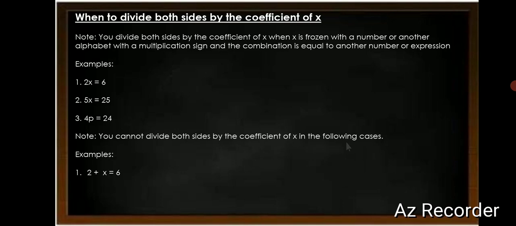Now, in the following instances, you cannot divide both sides by the coefficient of x. The first being 2 plus x equals 6, 5 minus x equals 25, and p plus 4 equals 24.